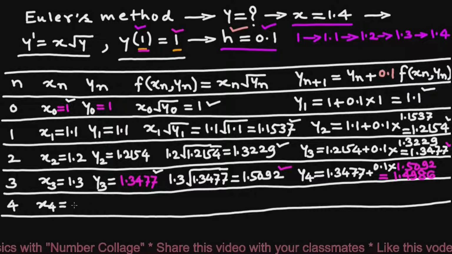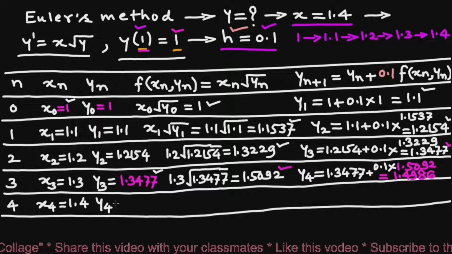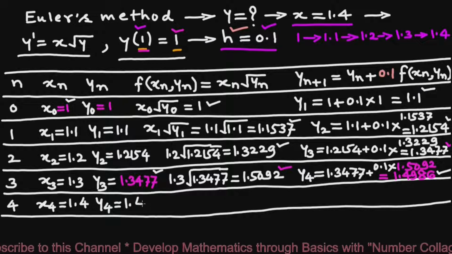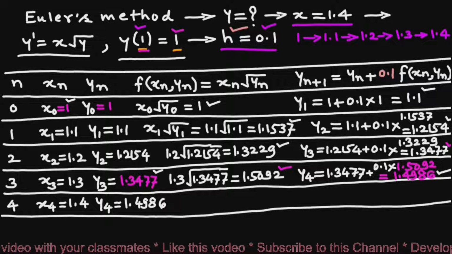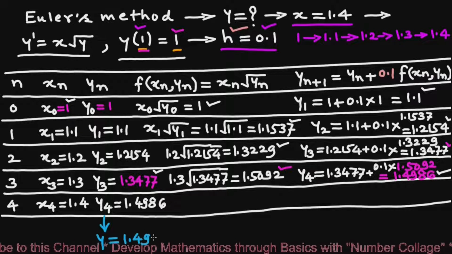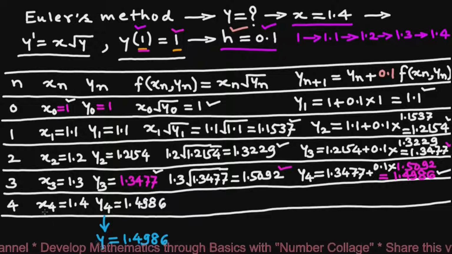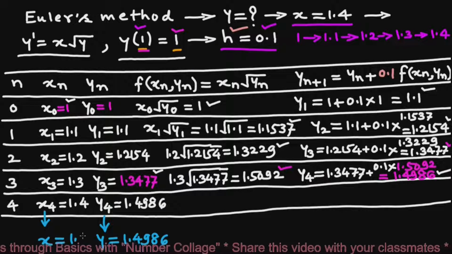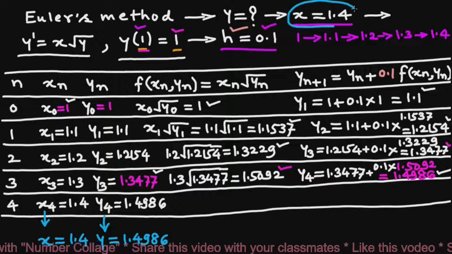x4 will be 1.4. y4 will be this 1.4986. So finally what we get is y equals 1.4986 when this x is 1.4 as required here.